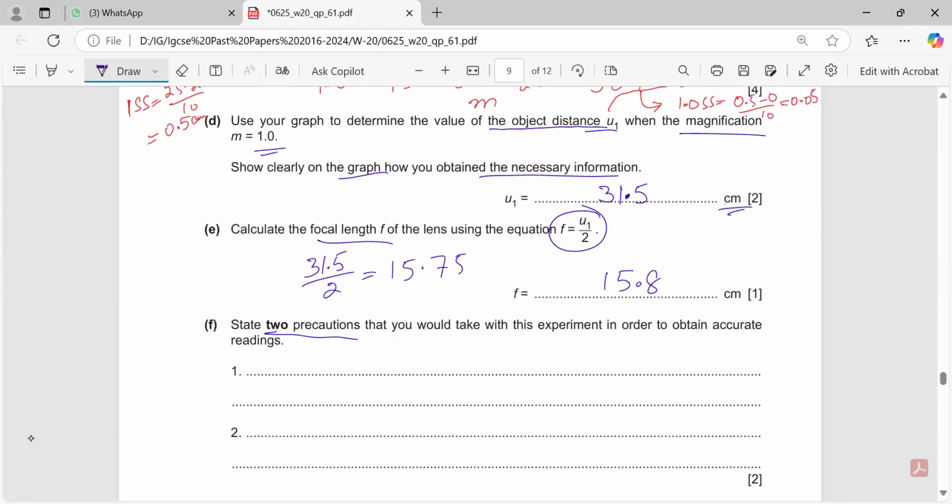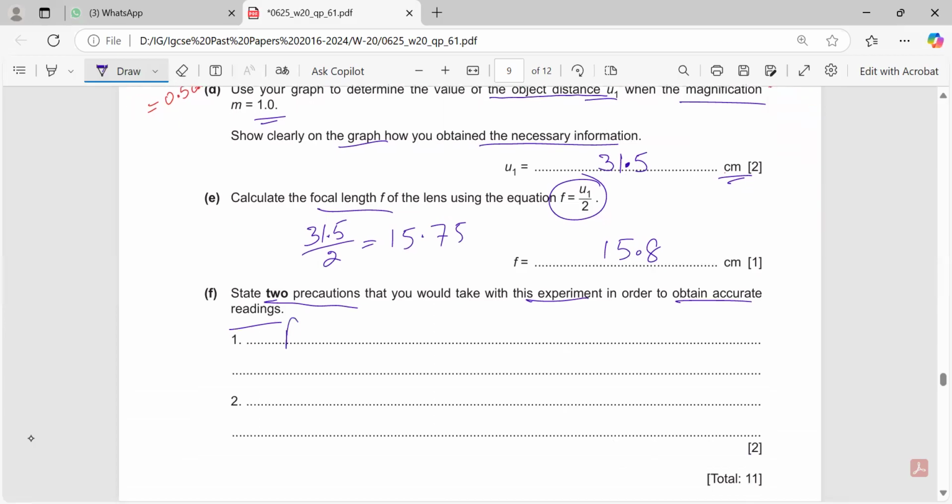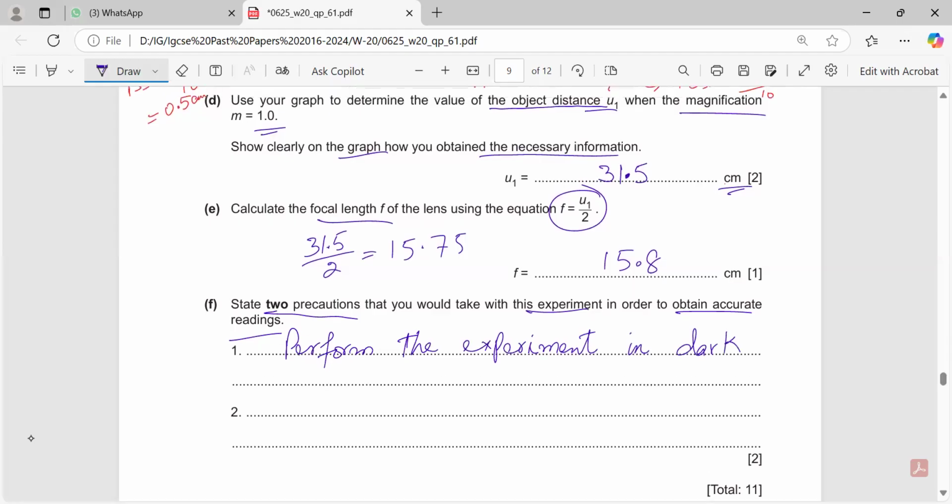Then a very common question: State 2 precautions that you would take in this experiment in order to obtain accurate readings. So, very common, perform the experiment, because it is an experiment with light and the image is formed, perform the experiment in a dark room or in a shaded area.